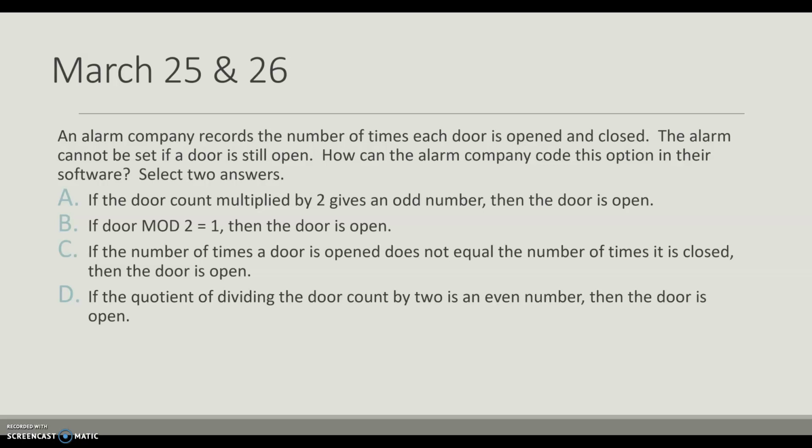Option C uses two variables for the same door, one to count the number of times the door opened and the other records the number of times it's closed. If these are not the same, then the door is open and the alarm cannot be set. Remember to go into It's Learning, look for question of the day for March 25th, 26th, and record B and C as the right options.